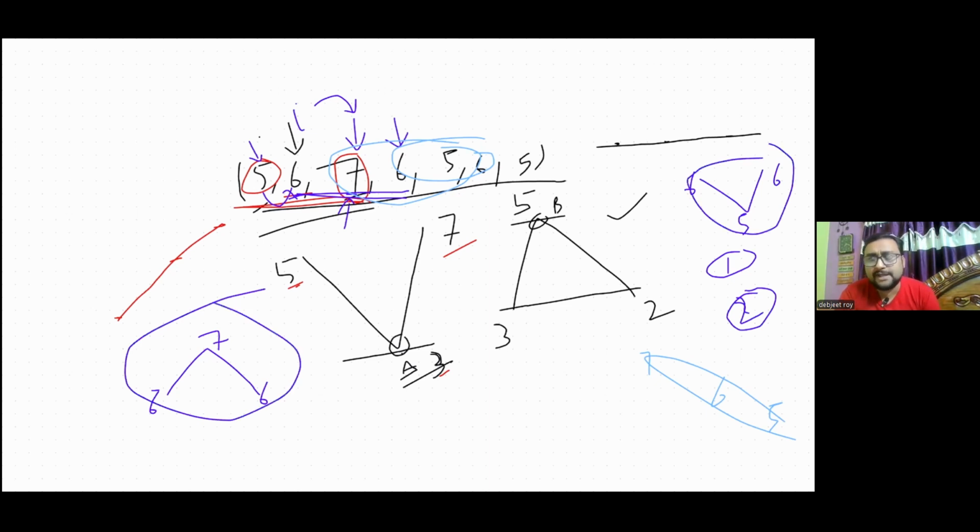Will it be forming any hill or valley? Yes. How? 5, then 6 and then 5. So here it is forming a hill. Okay, so there are 2 hills and 1 valley. So the total count of hills and valleys is 3.